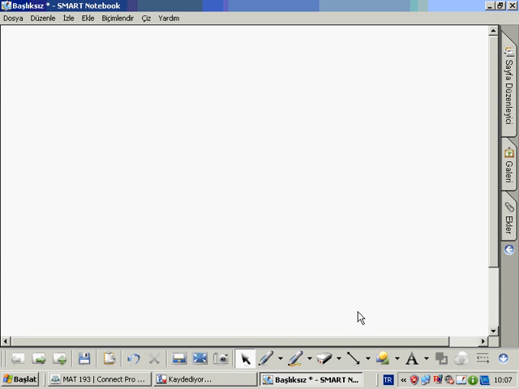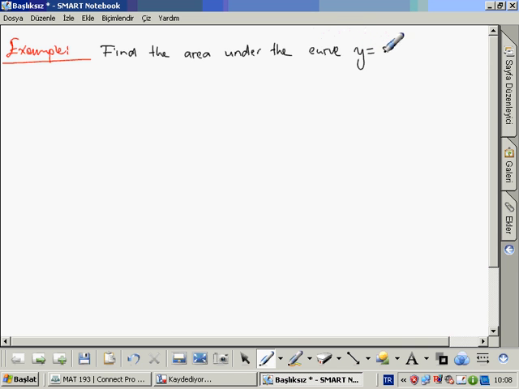Okay, and let's continue with another example. Find the area under the curve y equals sin x above y equals 0 from x equals 0 to x equals pi.